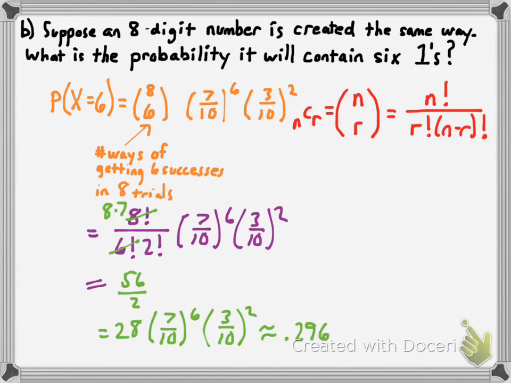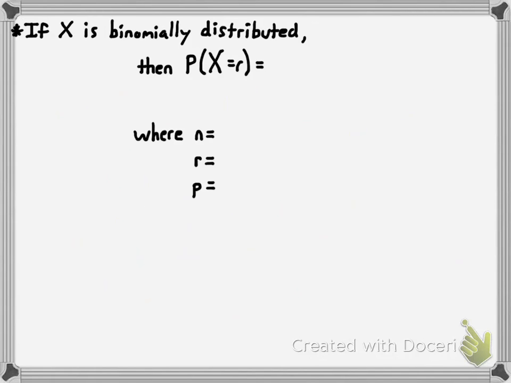Okay, so that was using binomial distribution again. Now, let's generalize here. If we have a random variable that is binomial distributed, meaning, as we said earlier, there's only 2 outcomes, there's a fixed number of trials, each trial is independent, and the probability of success is the same in every trial, then you can find the probability that the number of successes, that's what the random variable would represent, equals some number r by using this formula here.